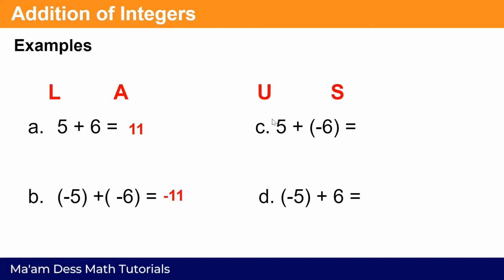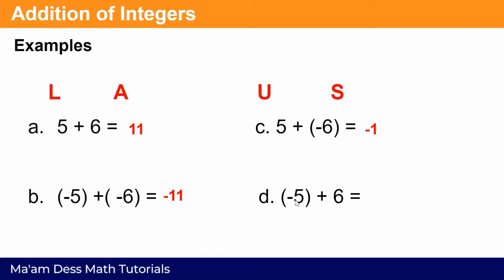For letter C, unlike sign po sila, positive 5 at saka negative 6. So, alam po natin, we are going to subtract the numbers. So, 6 minus 5, we have 1, and then copy the sign of the greatest absolute value. So, negative 1 po ang sagot natin. Negative yung sign kasi mas malaking absolute value ang negative 6. Okay, so doon po tayo kukopya ng sign sa negative 6.